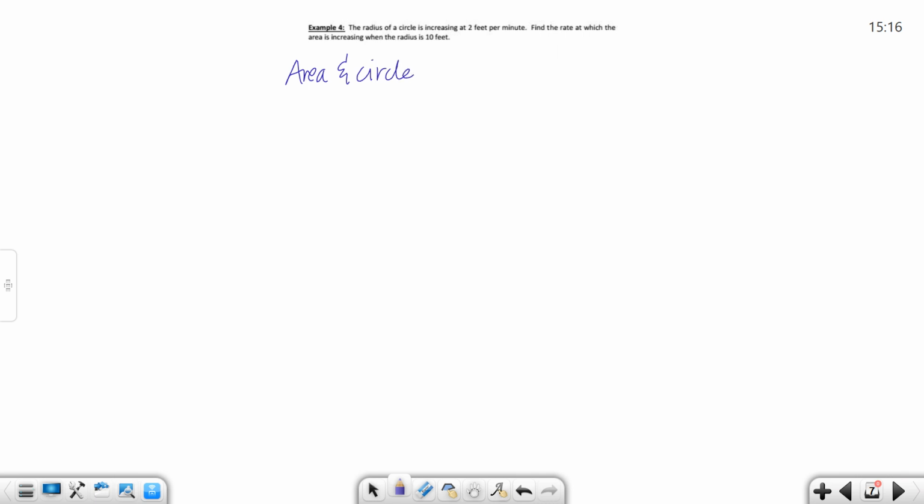Okay, when I see area and circle, I know that I'm going to use the formula for the area of a circle. And the area formula for a circle, of course, is pi r squared. So that's how we get started with that one. That's our first step. So you just have to read through and look to see what criteria show you which formula that you're going to use.